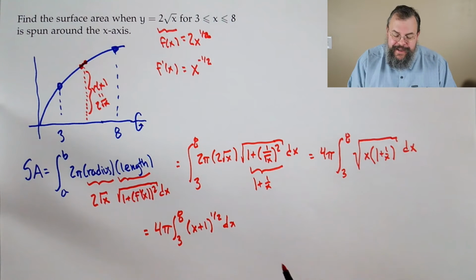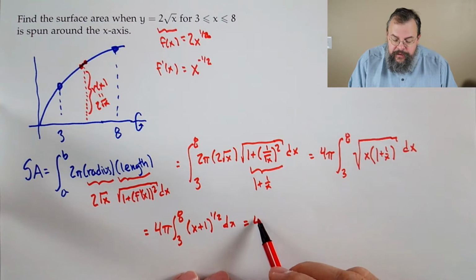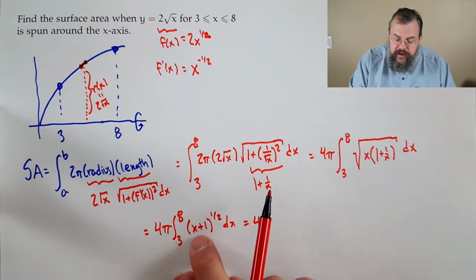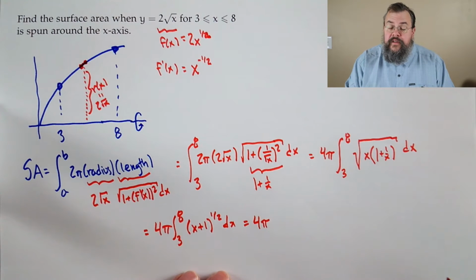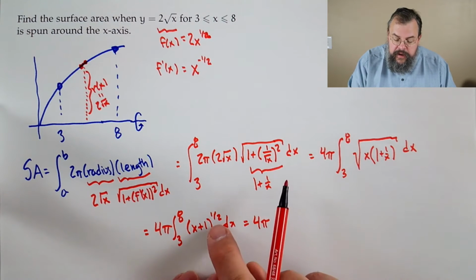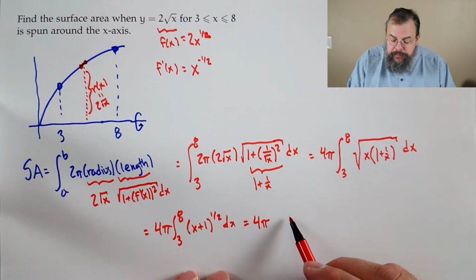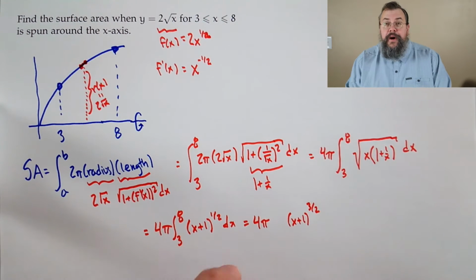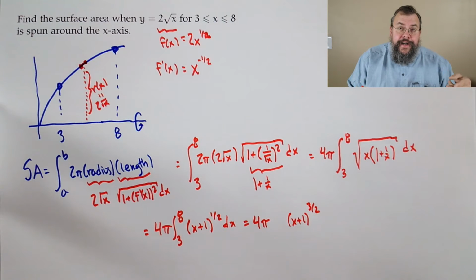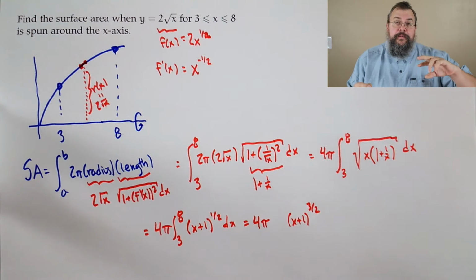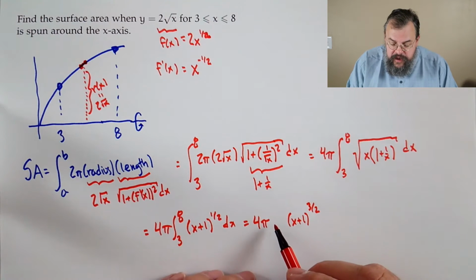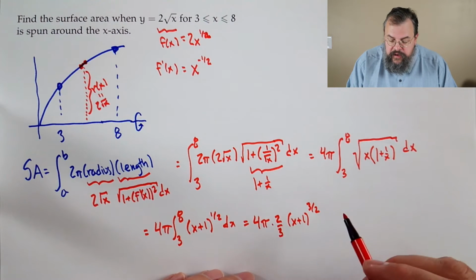No problem. This is 4 pi, and then you add 1 here because it's simply x plus a constant. So it's the same thing as if it was just x. So you would add 1, that would give you to the 3/2 power. So x plus 1 to the 3/2 power. But don't forget, you also have to divide. So divide by 3/2, which is the same as multiply by 2/3. You flip it over. So times 2/3.